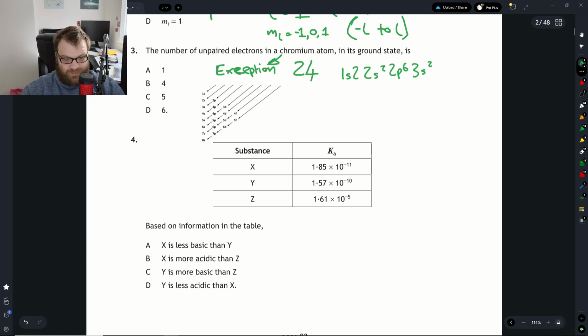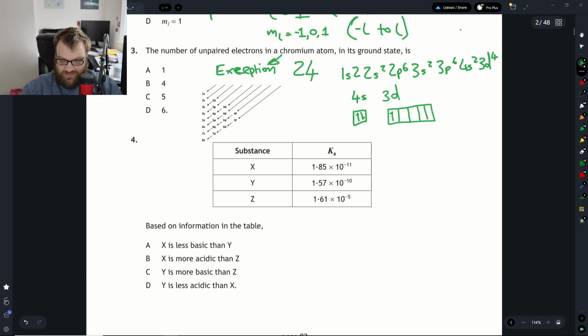3s2, 3p6, 4s2, up to our 3d. At this point we've got 20 electrons. That means we need 4 in our d shell, or 3d shell. If we have a look at these as a box notation, we end up with electrons here. In 3d, there's 5 boxes to put them in.